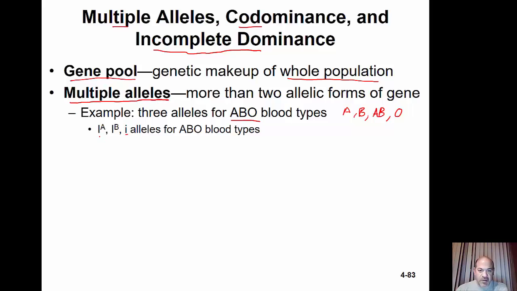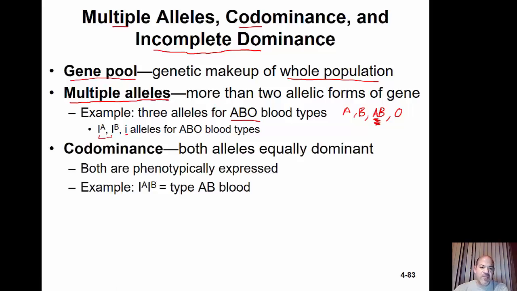Now the exception here, so that's complete dominance. But if we combine these 2 alleles together in an individual, then both are dominant and they're codominant. So the individual would then be blood type AB. So in this case you have multiple alleles, complete dominance, and also codominance, all in this blood type system that we find in humans. Codominance is where both alleles are equally dominant and both are phenotypically expressed. So an individual with the genotype AB is going to be blood type AB.